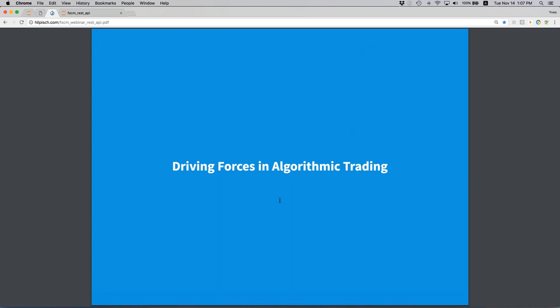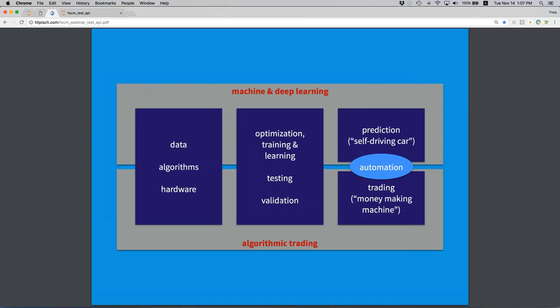But let me come to our major topic today, driving forces in algorithmic trading. This is a slide I've used previously, and I want to go into a little bit more detail because it's kind of amazing how strong the parallels are between what's happening in machine and deep learning and what is happening in algorithmic trading. So both disciplines actually must rely to some extent on data, on algorithms and hardware.